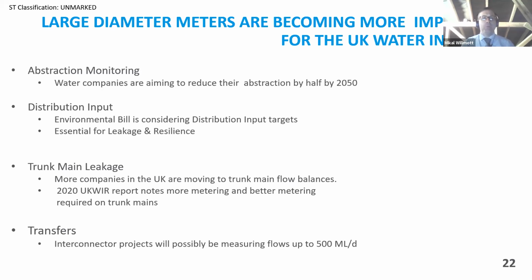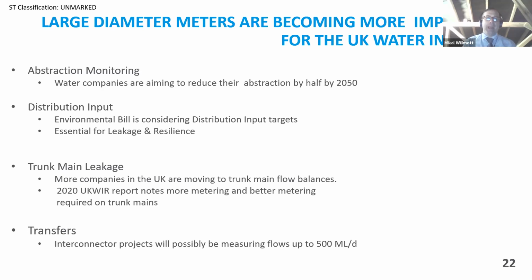If we look at the amount of water we put into distribution, my understanding is there's an environmental bill going through Parliament that is looking at distribution input targets. So we have targets for leakage, we have targets for per capita consumption, how much water someone uses in a day. We may, going forward, have actual targets for how much water a water company puts into distribution. Also, having accurate distribution input meters is essential for calculating leakage, like Stuart just mentioned, but also for knowing how resilient your water company is or your catchment area is.